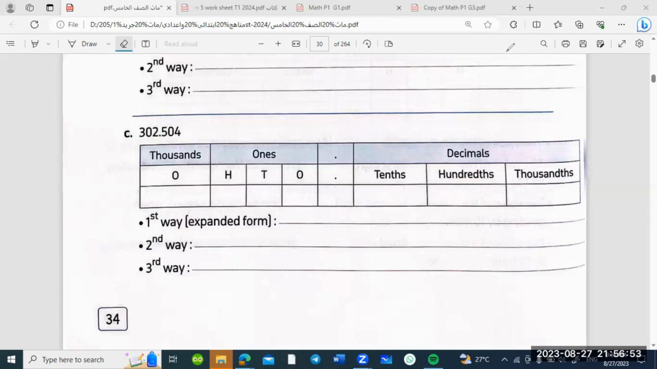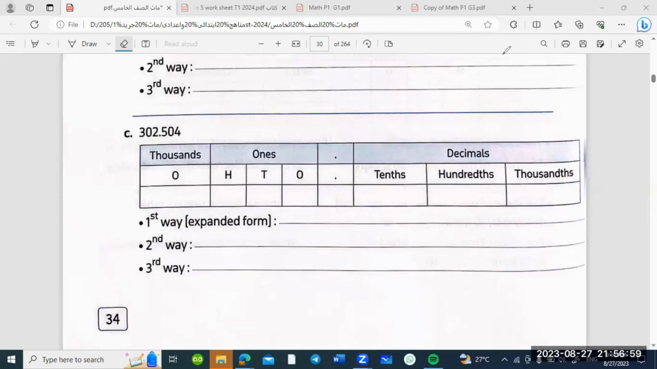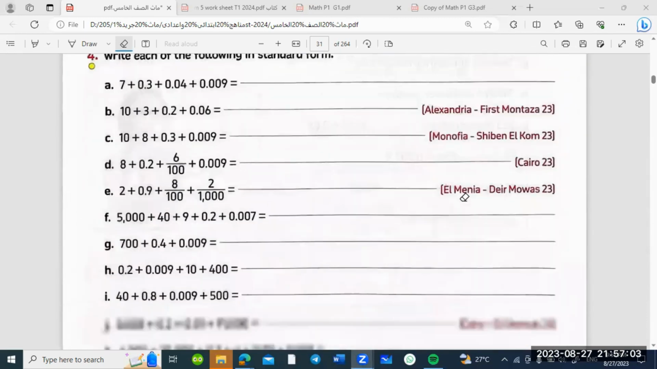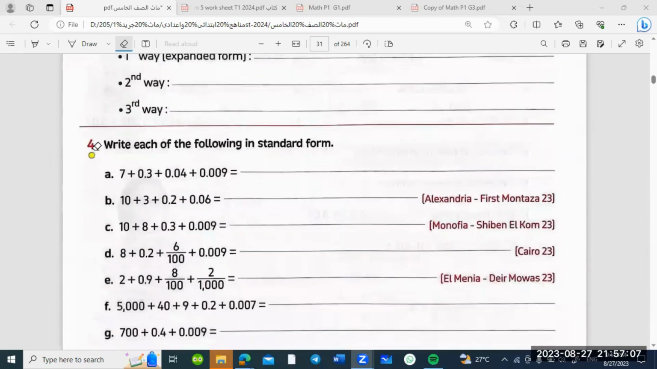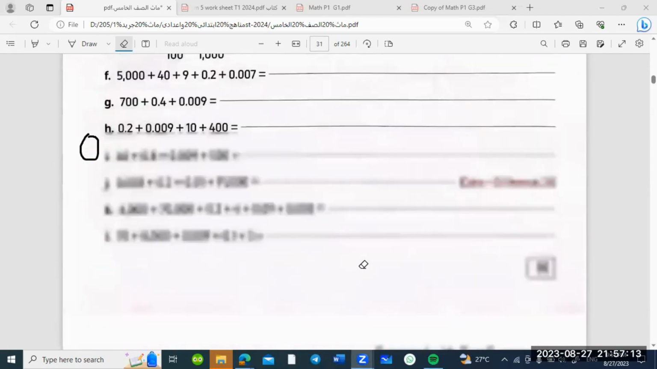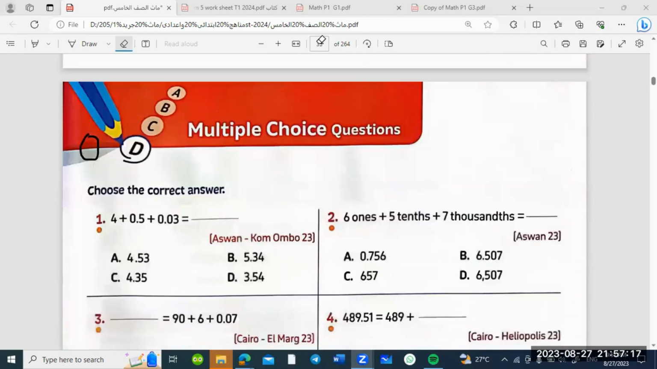Finish writing. Do you have any question? Okay, now your homework will be question 4. Question 4, Jana, will be your homework, the multiple choice MCQ.